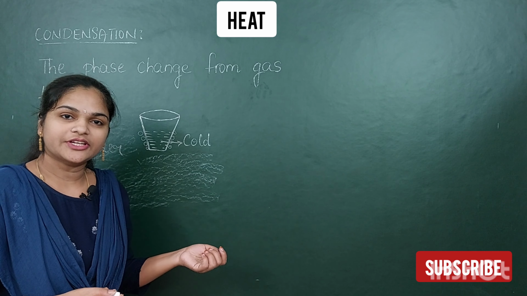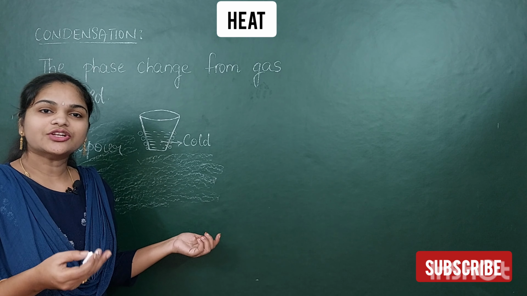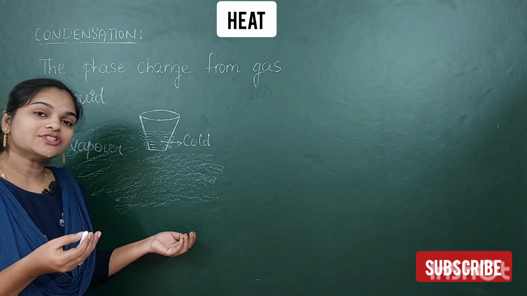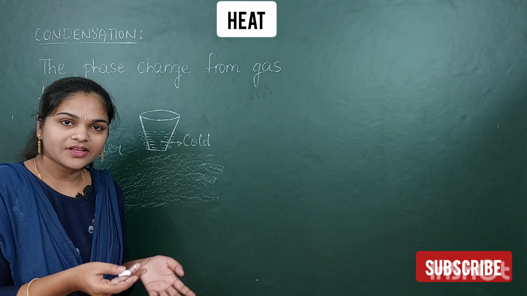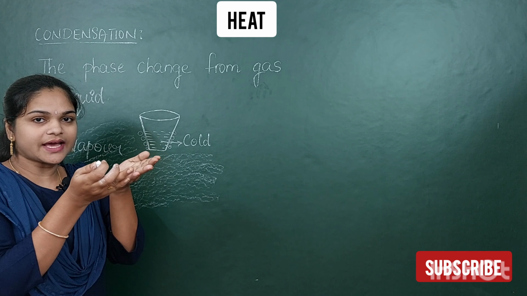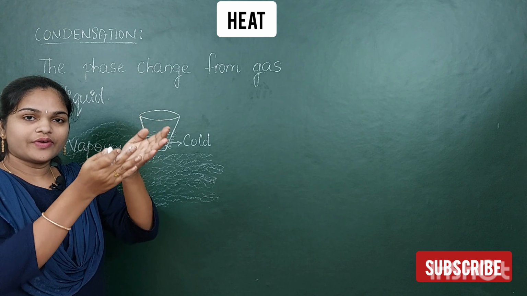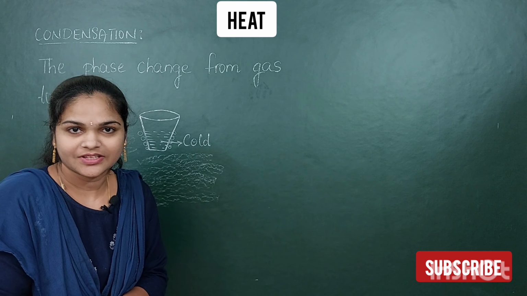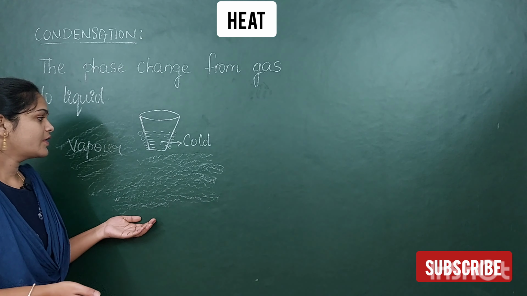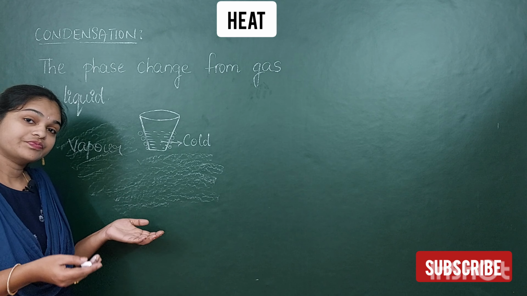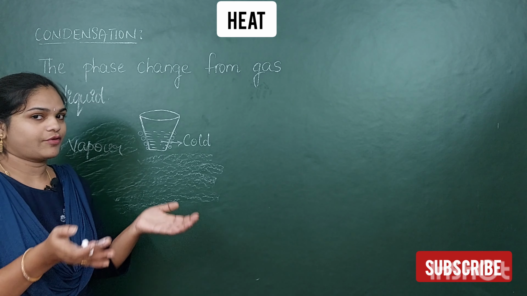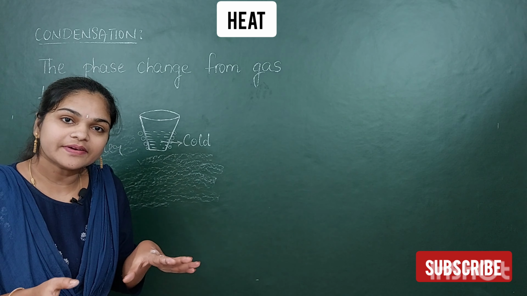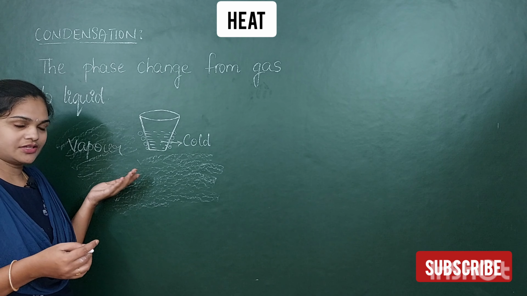At the start of the video, I asked you, when wet clothes dry up, what happens to those water molecules? They evaporate and go into the air. When they go into the air, the water molecules change into vapor. So when water molecules evaporate, they change into vapor, and that vapor is present in the air.